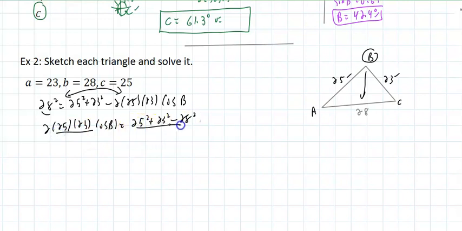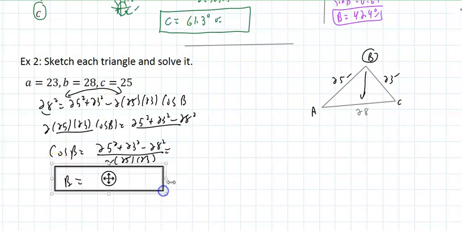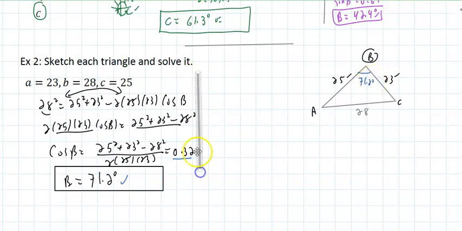And I could divide both sides by this and get the cosine of beta to equal 25 squared plus 23 squared minus 28 squared divided by 2 times 25 times 23. And I can get beta, and let me get that out of the way. And I get this to be 0.32, and this is 71.2 degrees. And once I get that, again, we could use the law of sine. That's not a problem. That's shorter than this.